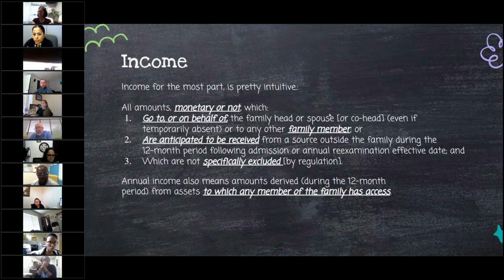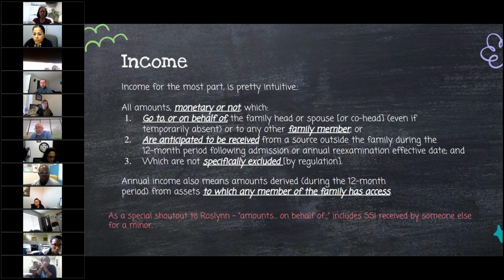That means if someone is paying your utility bill on your behalf, that's income. Even if you don't see the money yourself, that's income. Go to or on behalf of. And it's important to note there's a lot of benefits that maybe go to a payee, but if it's your income, regardless of who gets it. Shout out to Rosalind, who wanted me to make sure that I included that in here.